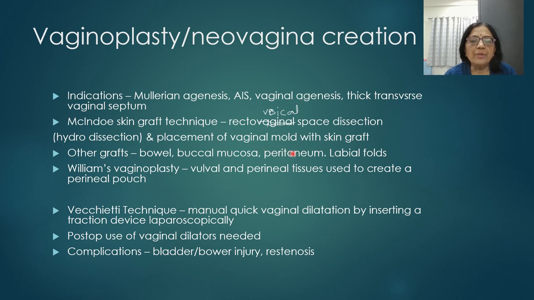Now, whenever we use a graft, post-operative use of vaginal dilators is usually needed to prevent restenosis. Complications are because there is no such space. What we are creating is a new vagina by deliberately creating a space between the bladder and the rectum, and so there is a high risk of bladder injury and bowel injury leading to fistulas, and restenosis can occur if vaginal dilatation is not practiced regularly by the patient.